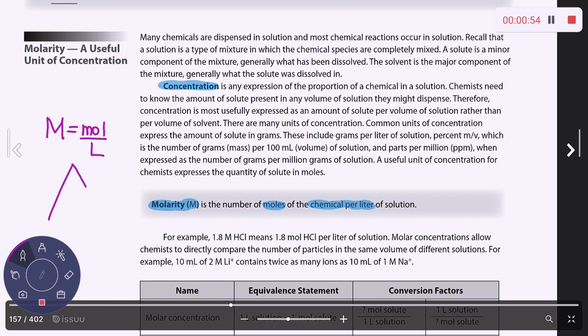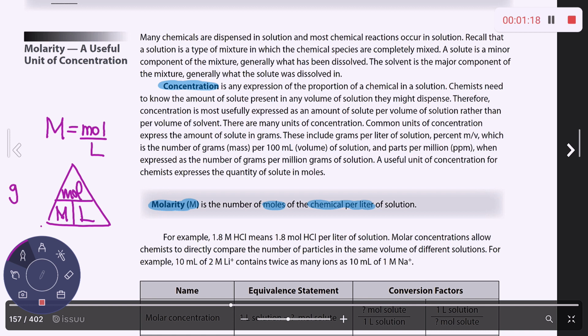And this is a really convenient way to use the molarity triangle as well. Remember, we had the density triangle. It works the same way here. If I'm solving for molarity, I cover up the capital M. It gives me moles over liters. If I'm solving for moles, cover it up, molarity times liters. Solving for liters, cover it up, moles divided by molarity.